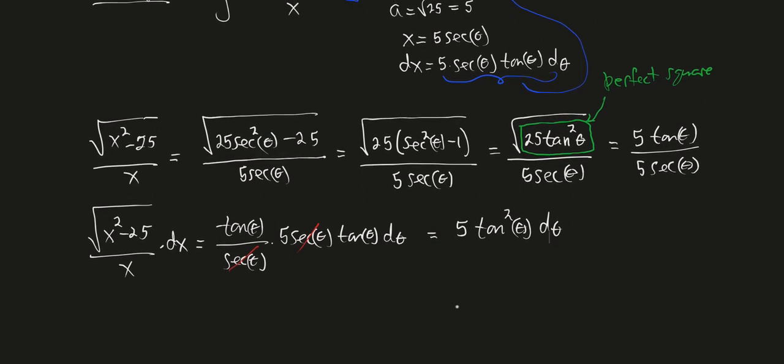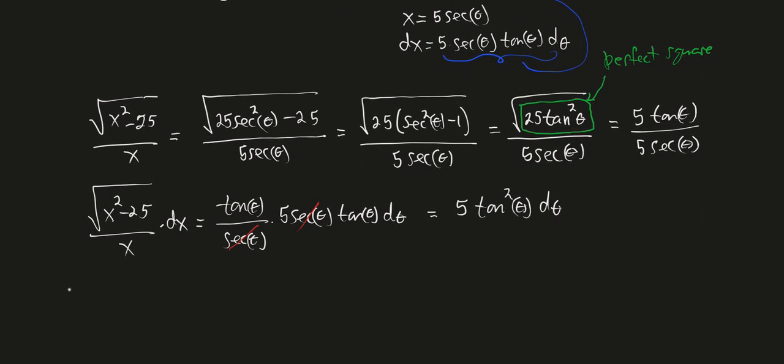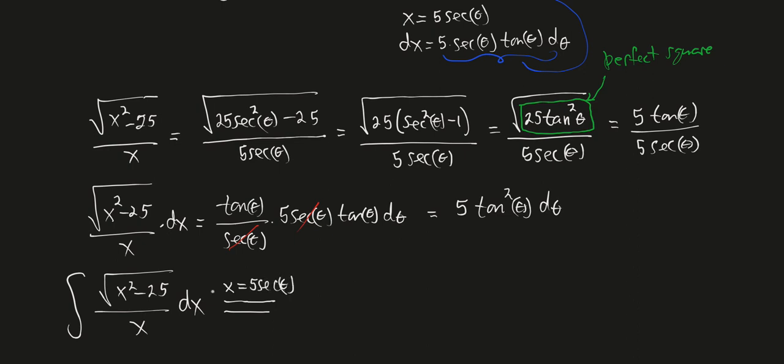And again, this is the thing I always emphasize: write down where we started. So we have this dx, and let me write a longer equal sign. So by using this substitution, by letting x be equal to 5 secant theta, this indefinite integral turns into this indefinite integral, 5 tangent squared theta d theta, right?